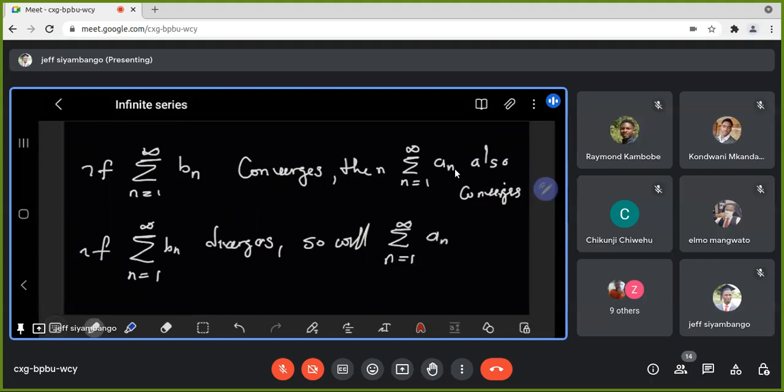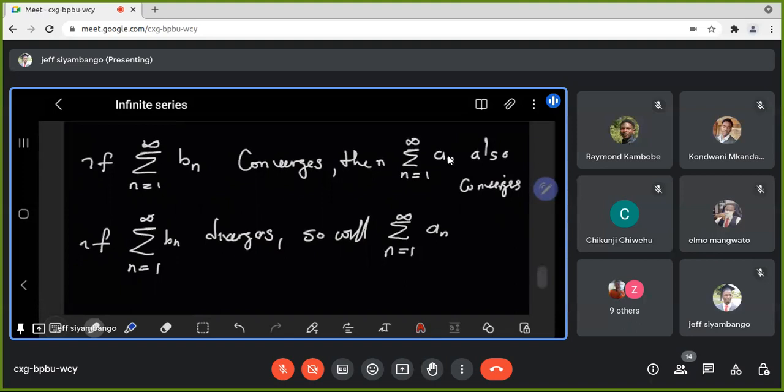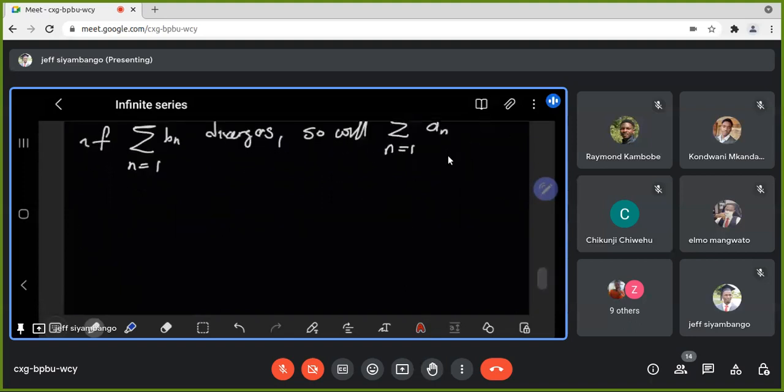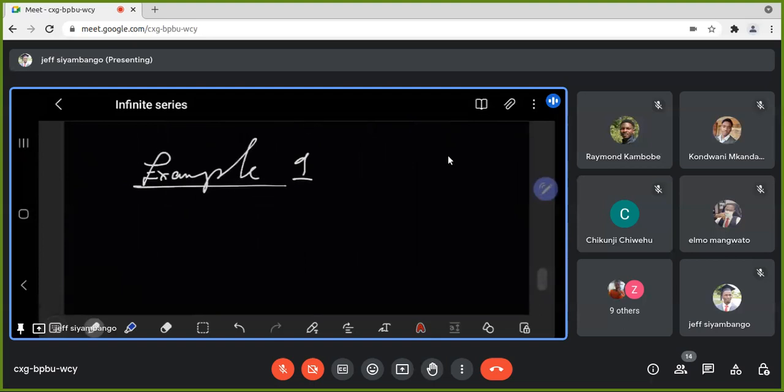Now, what is happening here? We want to define Bn such that it is easy to evaluate. If we can define Bn to be something we can easily evaluate, then we can use its state, whether it converges or diverges, to make conclusions about our An. Look at an example. Again, I'll use basic examples first, then we'll see if we can pick something complex.